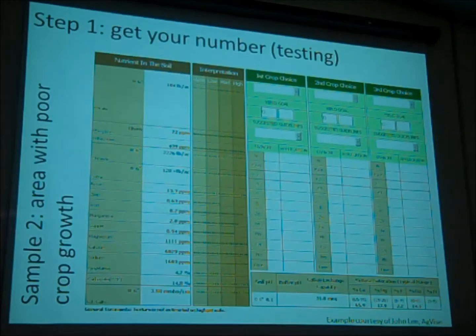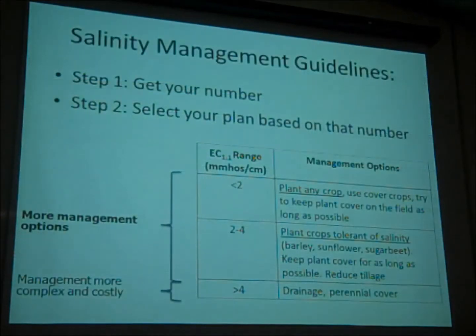And this is an example of a soil test, actually an Agvise test. John, see you in the back. And so if you sample, you request the salt information. What if your salts come in at 3.9? We'd sure like them to be lower. Just the graphic here shows that the salt level is high. So what do we do? Well, number one, we said get your number. It means soil sample. Number two is select your plan based on that number. And so hopefully you don't have to deal with this.